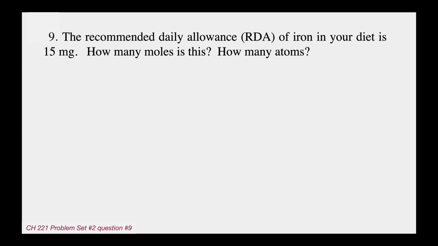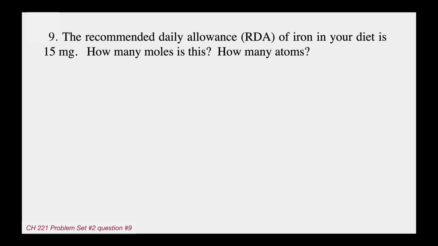Okay, so what we're going to need to get to moles here is we're going to need the molar mass of iron. And iron is number 26 on the periodic table. It's like 55.845 grams per mole. But 15 milligrams is not grams. So you first need to convert milligrams to grams.